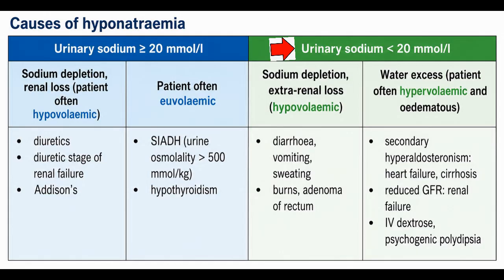A. Sodium depletion, extrarenal sodium loss. The patient is usually hypovolemic. The kidneys respond correctly by conserving sodium, so urinary sodium becomes less than 20 mmol per liter. Examples include diarrhea. Large amounts of sodium and water are lost through the gastrointestinal tract. Vomiting. Although gastric fluid contains relatively little sodium, prolonged vomiting causes volume depletion and eventually hyponatremia.